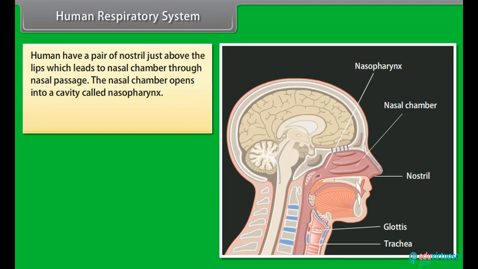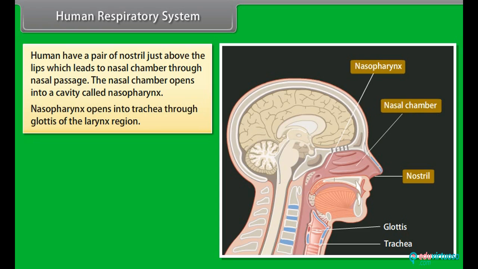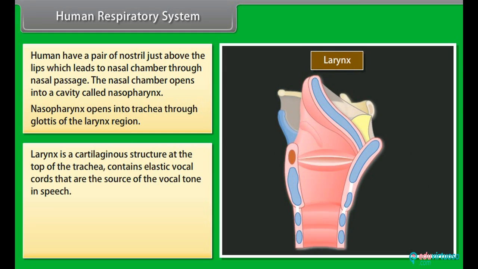Human respiratory system. Humans have a pair of nostrils just above the lips, which leads to nasal chamber through nasal passage. The nasal chamber opens into a cavity called nasopharynx. Nasopharynx opens into trachea through glottis of the larynx region. Larynx is a cartilaginous structure. At the top of the trachea contains elastic vocal cords that are the source of the vocal tone in speech.